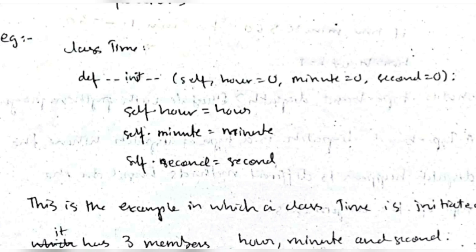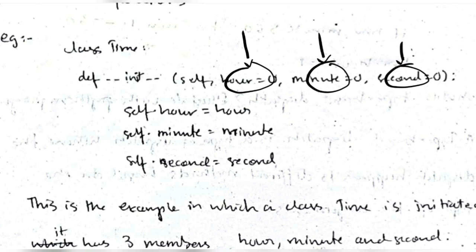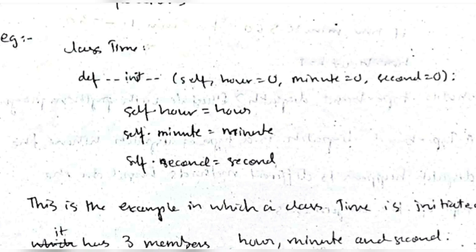So in the init function, whatever data members you want to include in the class, those data member values you will be taking as arguments. So here three arguments are there: hours, minutes, and seconds. And before that you will have to include self. Self means you are referring to the same class. Every time you write a function inside a class, you have to write self first, and self is used for accessing the data members of the same class.